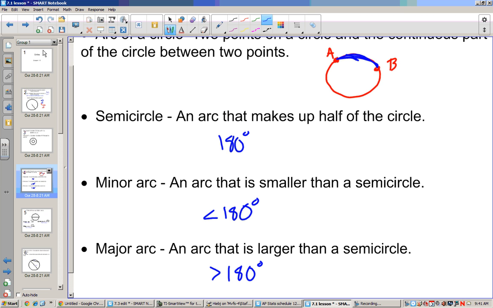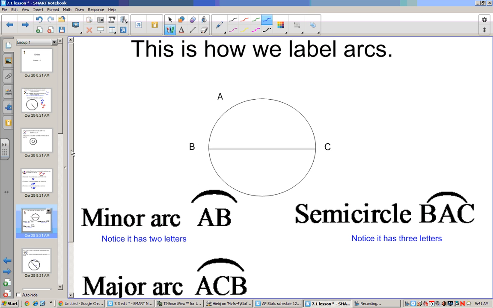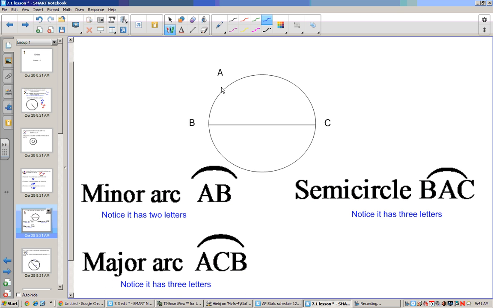Now, as we are naming our arcs, if I had this situation here, a minor arc, AB, starts at A and goes to B. That's less than 180 degrees. A semicircle BAC starts at B, goes past A, and keeps going until we get to C. Notice that there are 3 letters because we can either go this way around or we could do the bottom. So you need to denote a semicircle with 3 letters so we know which section we're talking about.